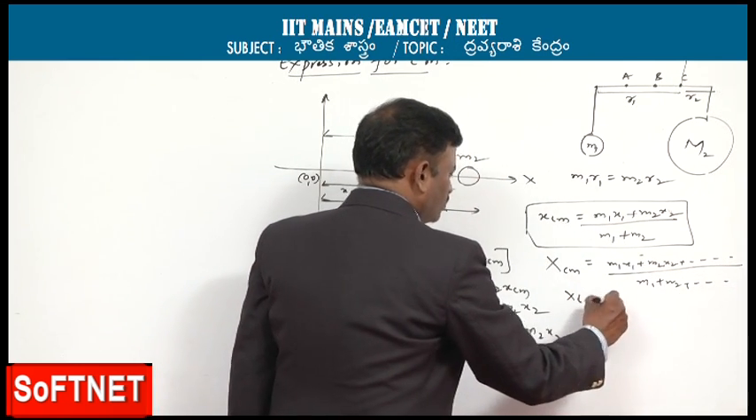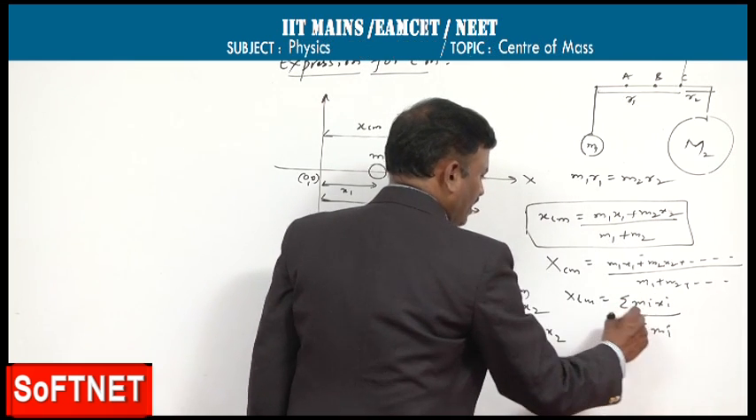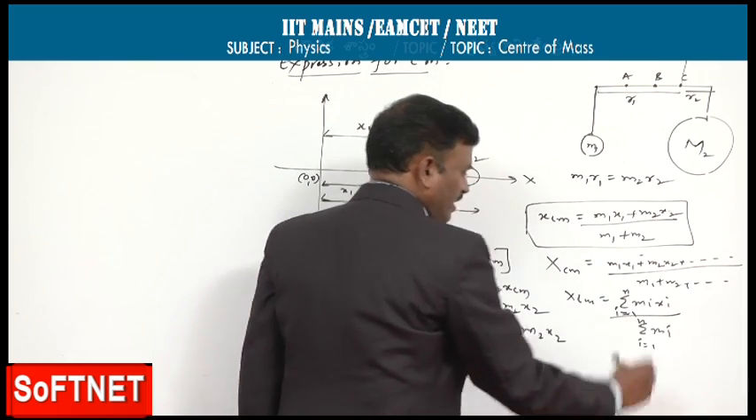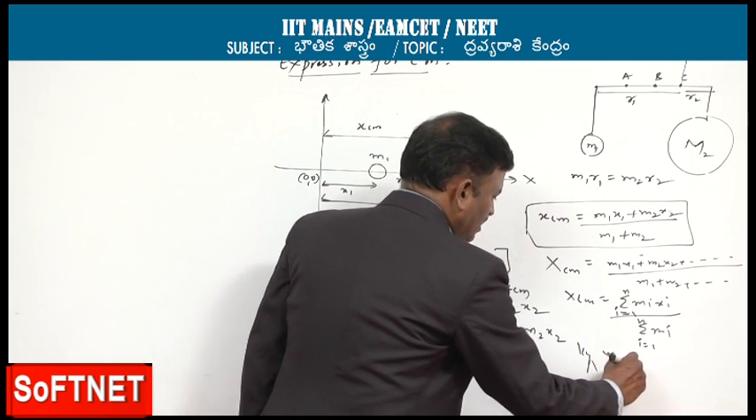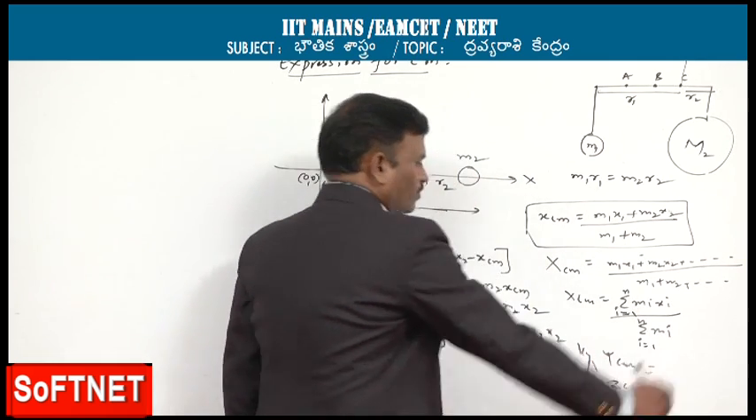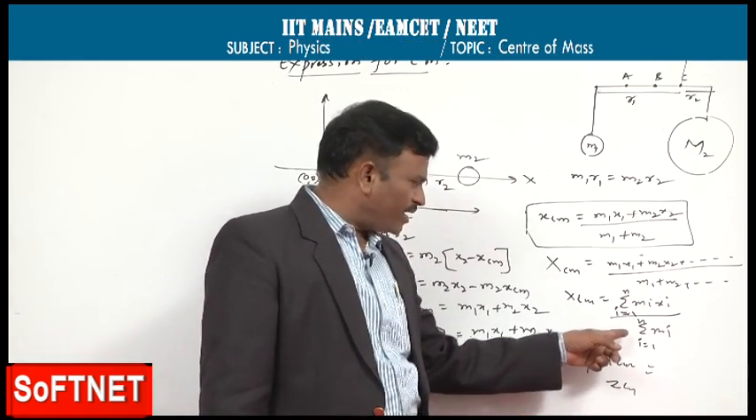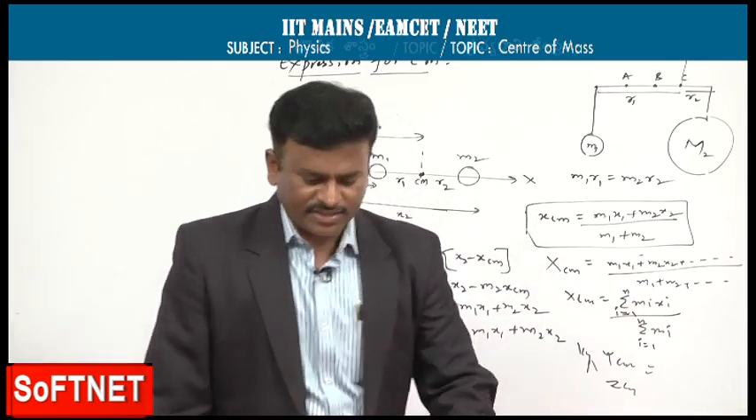Here xcm is equal to sigma mi xi by sigma mi, i is equal to 1 to n. In such a manner, similarly we can write ycm and zcm also. ycm means sigma mi yi by sigma mi, i is equal to 1 to n. zcm also we can write in a similar way.